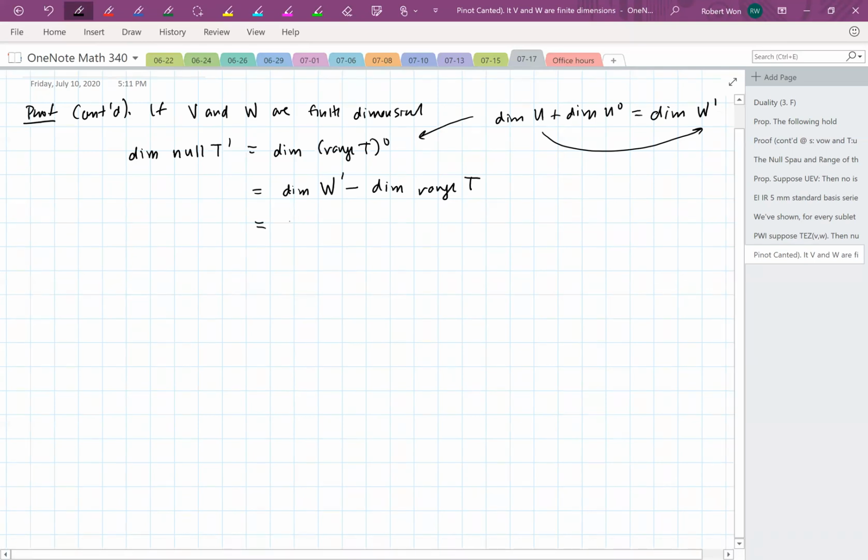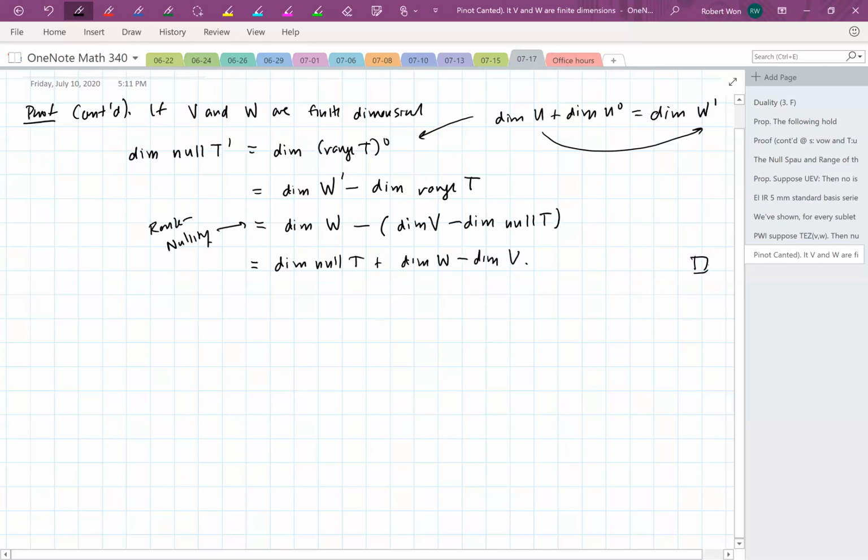Okay, now what's the dimension of the range of T? By rank nullity, this is the dimension of V minus the dimension of the null space of T. Okay, but I erased the dual here. The dimension of W dual is the same thing as the dimension of W, so I can just erase that. And now you just rearrange this to be the dimension of the null space of T plus the dimension of W minus the dimension of V, which is what we wanted. The point here was to write down the dimension of the null space of T dual in terms of the dimension of the null space of T. They live in different places, but you can use the rank nullity theorem to understand the difference between those two places. So that's really all this is.